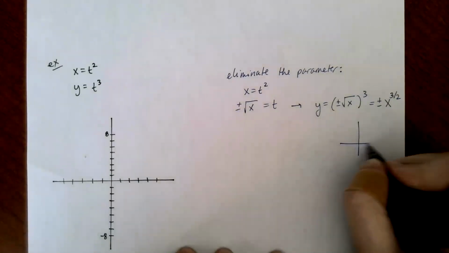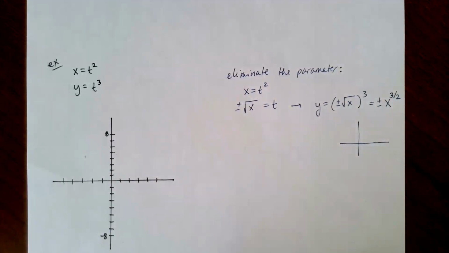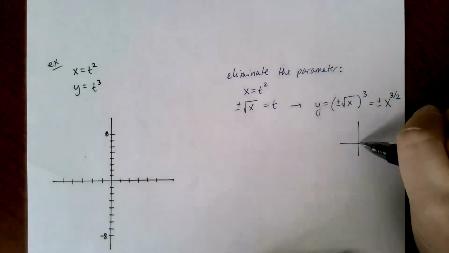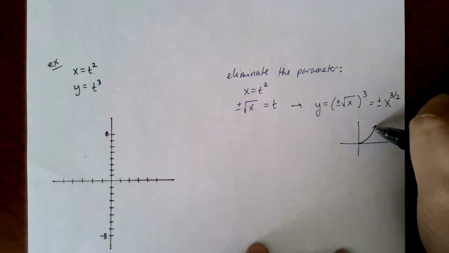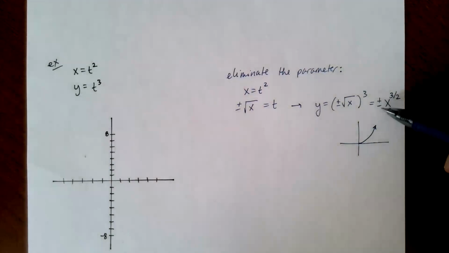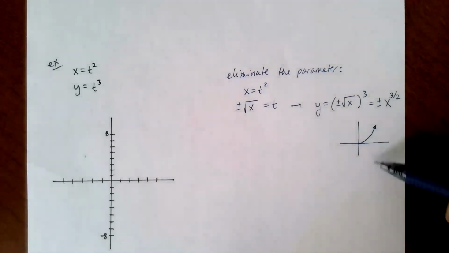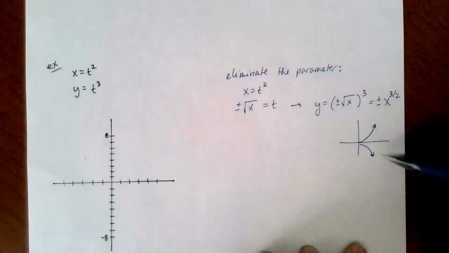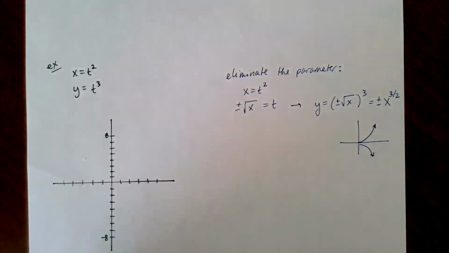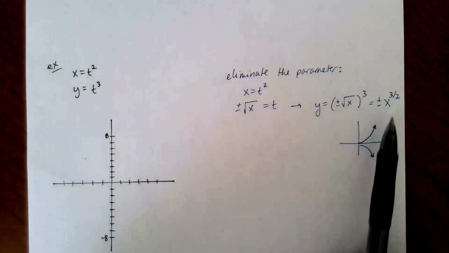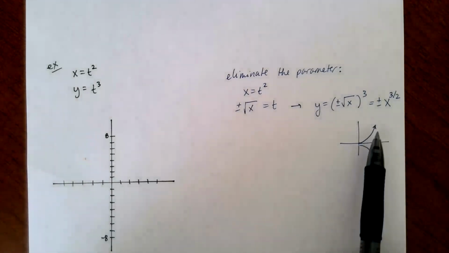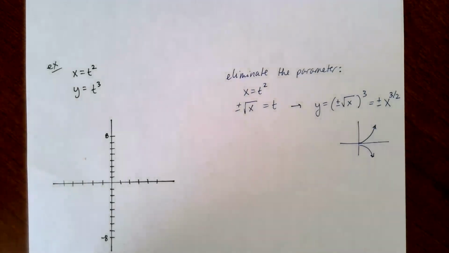A graph like that, if it was just y equals x to the 3 halves, I would say it's something between y equals x and y equals x squared, which is going to be like that with a little bit of a bend. With this plus or minus up front, we also have the mirror image down here. So we're going to have something roughly like that, but from this eliminated parameter formula, we have no sense of how this is being traced out, whether it's in one direction or the other or skewed.